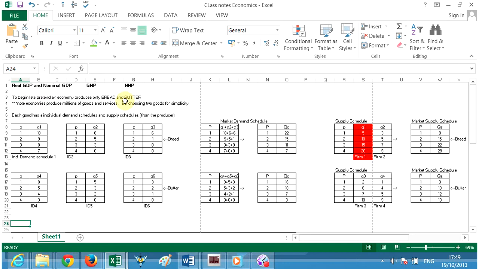I know economies can have millions and millions of goods, but for this example, I'd like to talk about an economy with two things: bread and butter. Two things. No, economies produce millions of goods and services. I'm just choosing two for simplicity.